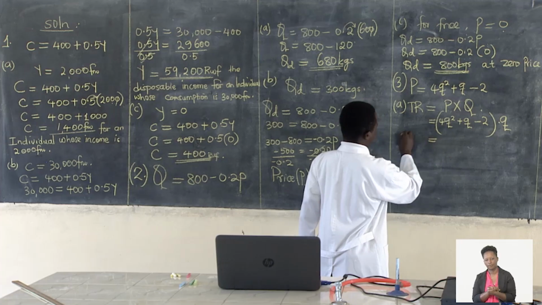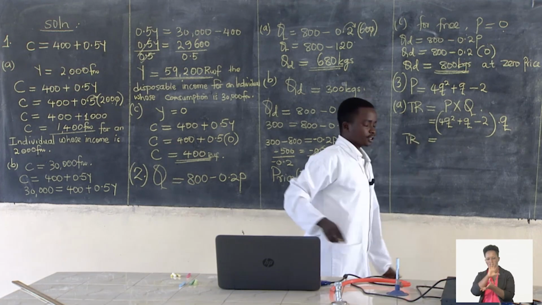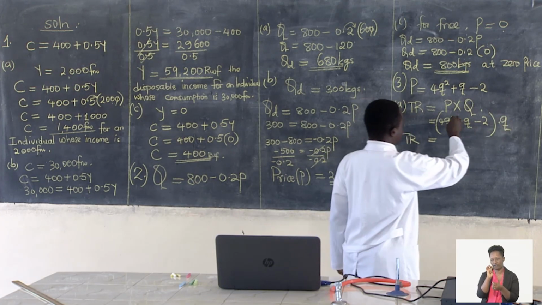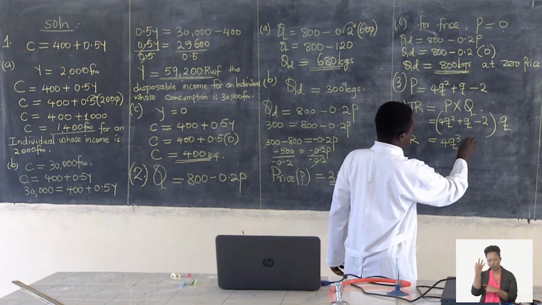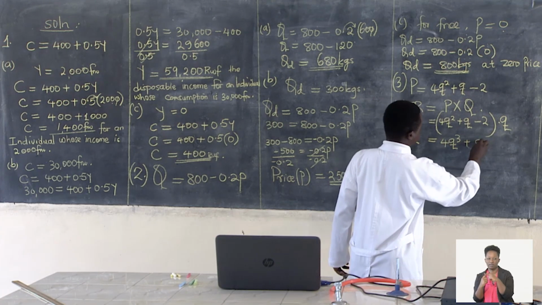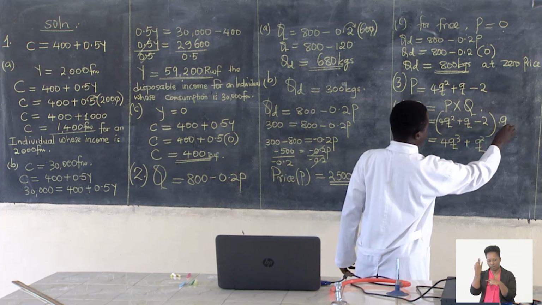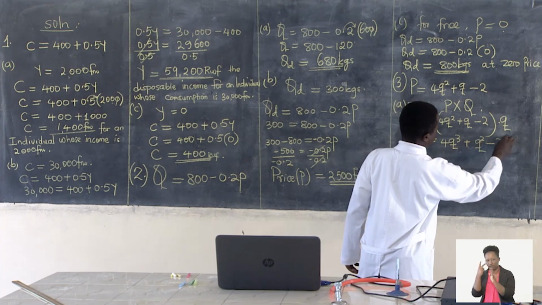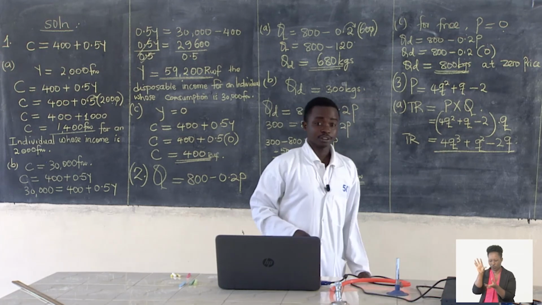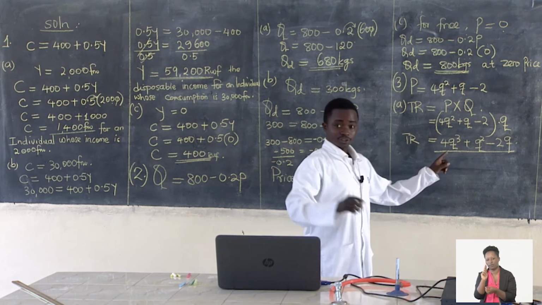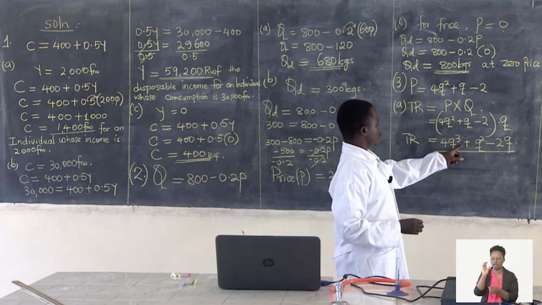So in this case, our total revenue function, if you multiply it here, you get 4Q cubed, plus Q times Q, you get Q squared, Q times negative 2 is minus 2Q. So now this is the total revenue function of this firm.